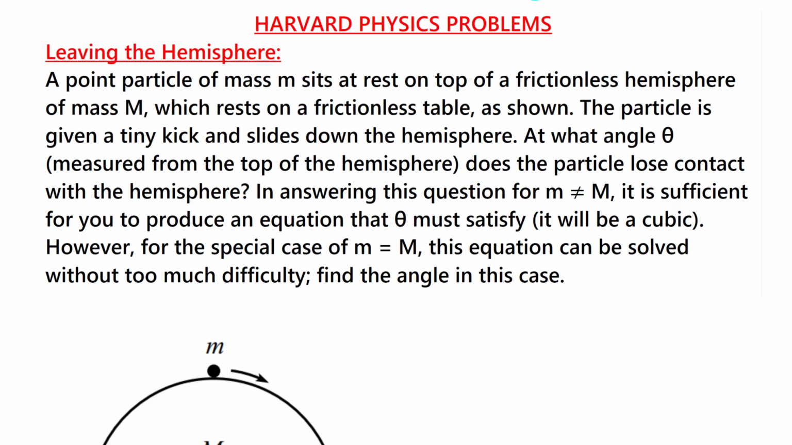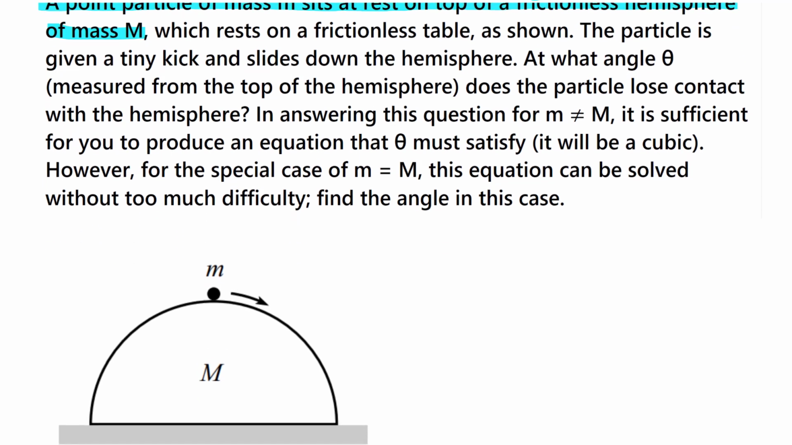Hello friends. So this is again a Harvard physics problem, and this problem is called leaving the hemisphere. The problem says a point particle of mass small m sits at rest on top of a frictionless hemisphere of mass capital M. So here I have a point mass small m, and this sits over a hemisphere of mass capital M, which rests on a frictionless table as shown in this figure.